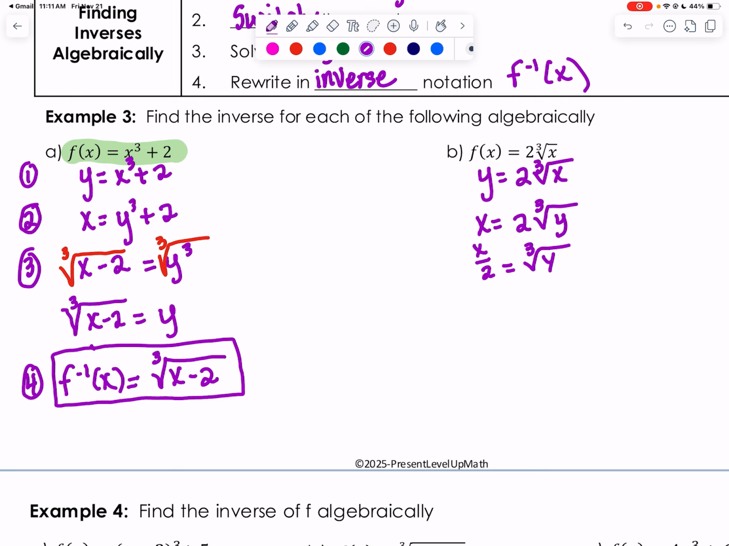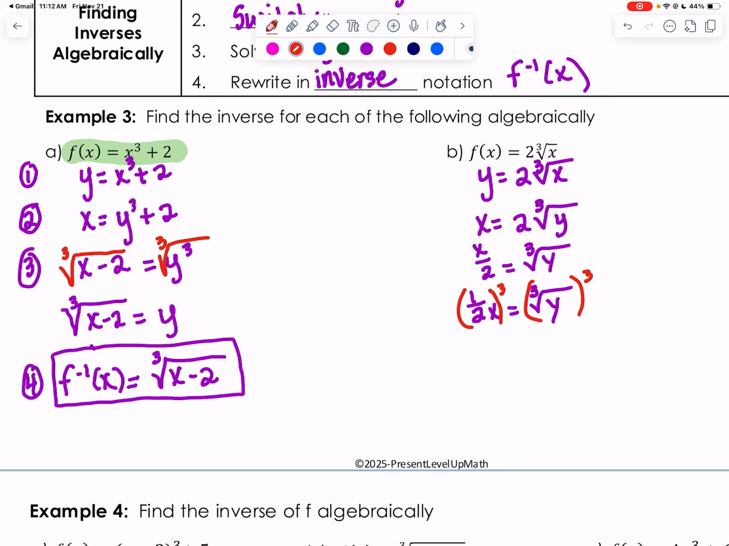X divided by 2 is the same thing as 1/2 x equals cube root y. All right. Now the next thing we want to do to get rid of a cube root, we need to cube both sides. So I'm going to cube this side and cube this side.